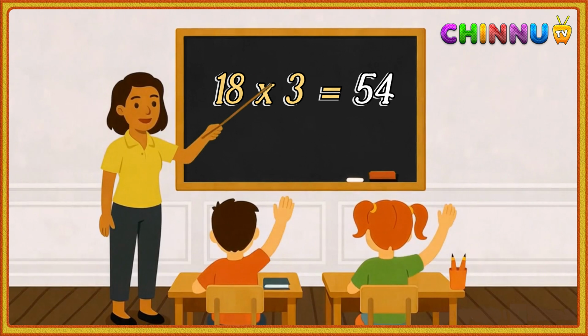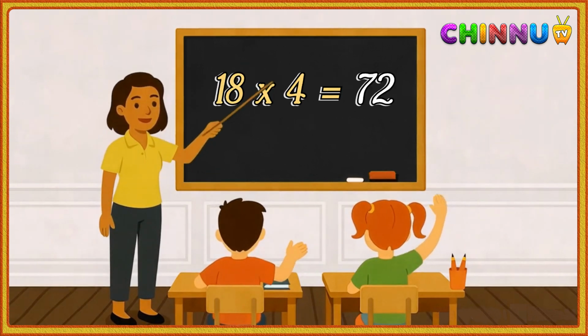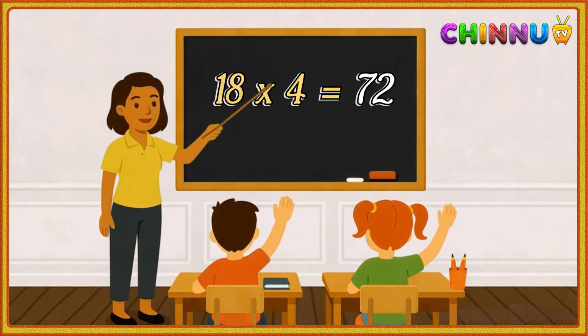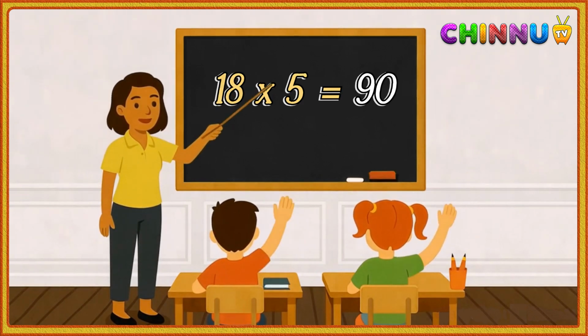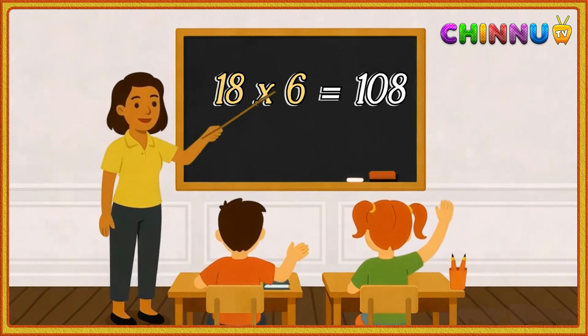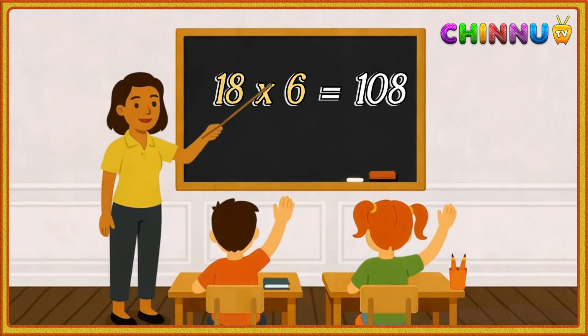18 threes are 54. 18 fours are 72. 18 fives are 90. 18 sixes are 108.